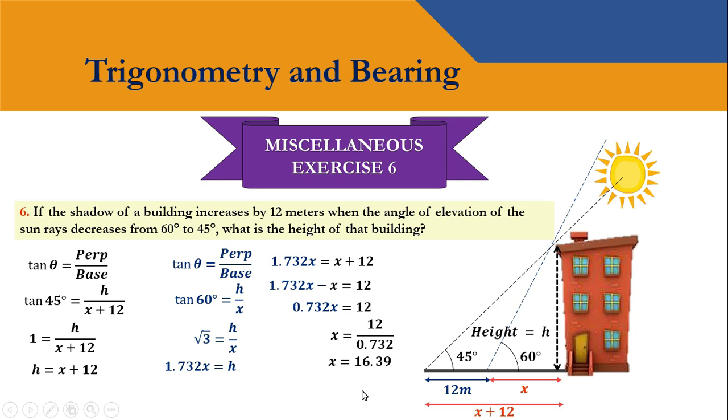So in this way, we can calculate the value of the x, which is equals to 16.39 meters. After getting the value of x, we can put that value in any of the equations to get the value of the height. So as we know that h is equals to 1.732 times of x, so putting the value of x here, we will get the height of the building, which is equals to 28.36 meters.